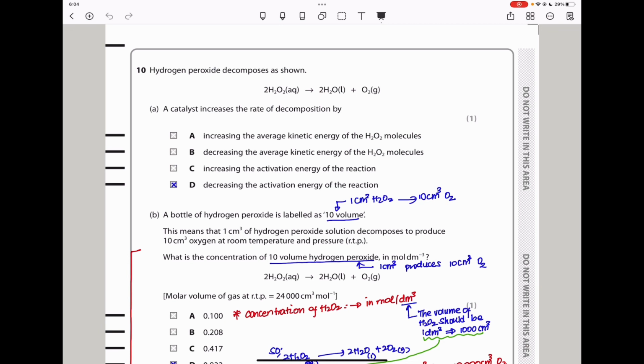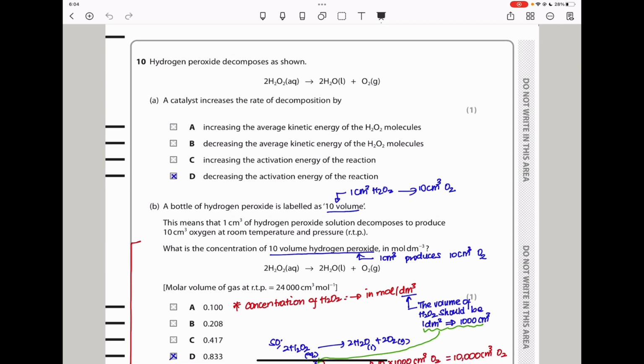Question 10, hydrogen peroxide decomposes as shown. So here we have the equation for the decomposition. And then they say a catalyst increases the rate of decomposition by... catalysts create an alternative pathway with lower activation energy. So anytime you talk about a catalyst, you have to talk about activation energy and not necessarily kinetic energy. So that and that are out. So it leaves C and D. Here they say increases activation energy. No, it decreases activation energy. So the correct answer here should be D. It is more appropriate compared to the other answers.